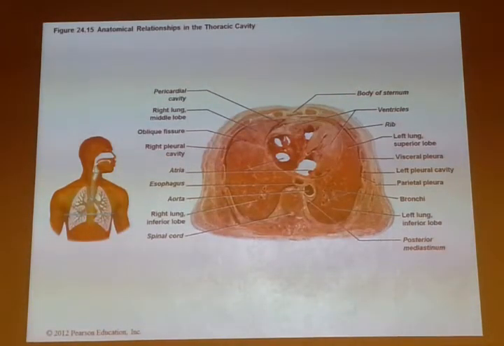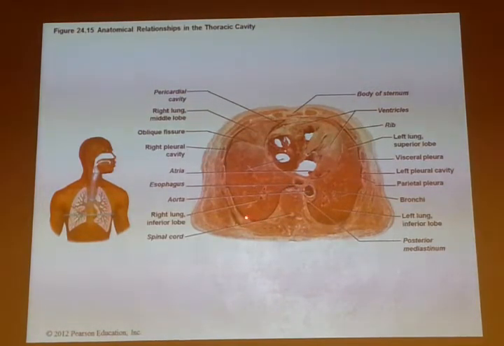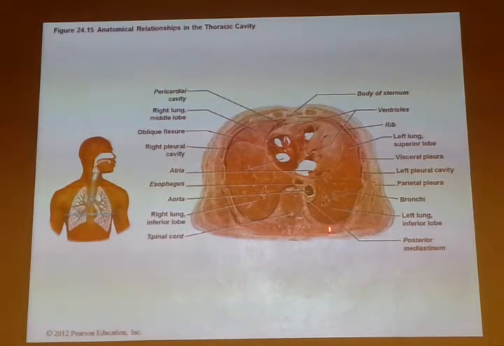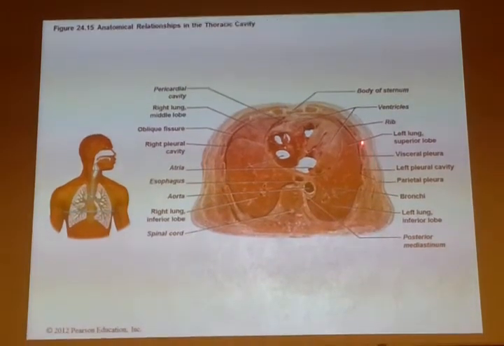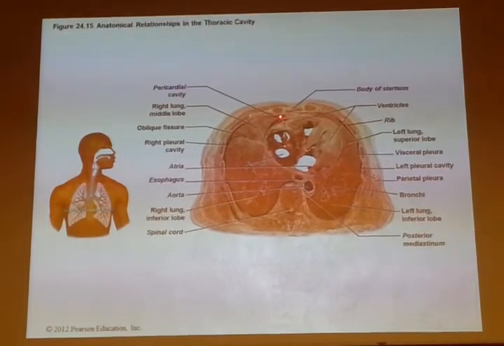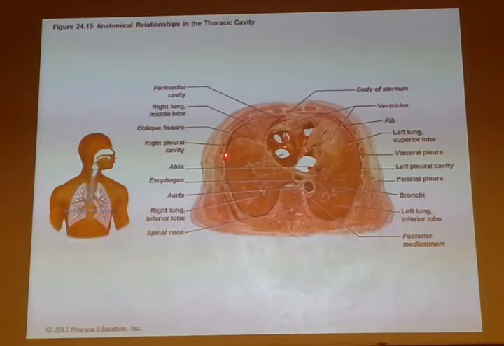So here are the lungs. They're on either side of the heart. There's the pleural cavity, and since this is dead meat, there's no fluid in it. They've sectioned it, and so fluid has leaked out. But the fluid would be in that space, which is the pleural cavity.